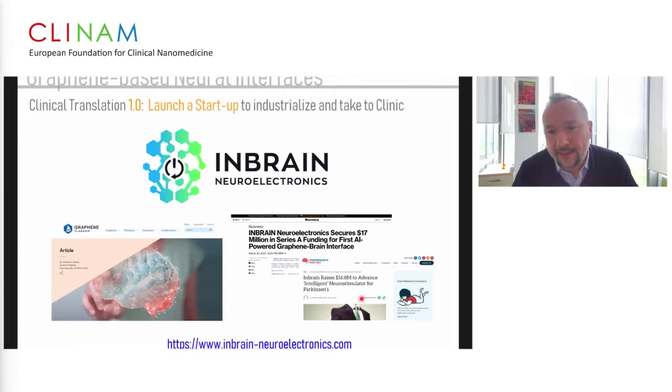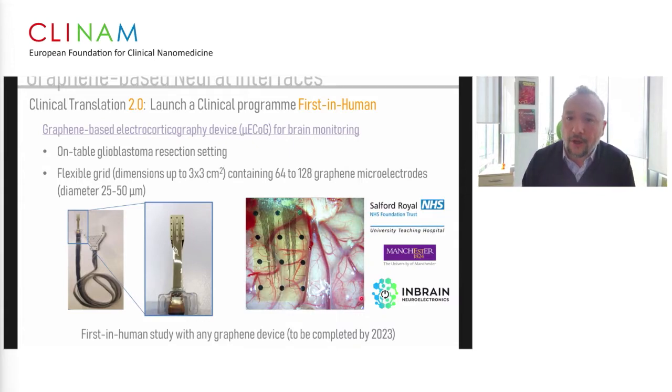And in terms of clinical translation, that I know is one of the features and one of the concerns of CLINAM, I have two lessons here. Clinical translation 1.0 is, in order to do that, you need to launch a startup in order to industrialize and take to the clinic. So we did that with this startup company called InBrain Neuroelectronics. We're lucky enough to raise during the pandemic a lot of funding in order to be able to do the second task, which is clinical translation 2.0, which is to launch a clinical product, a clinical program of development.